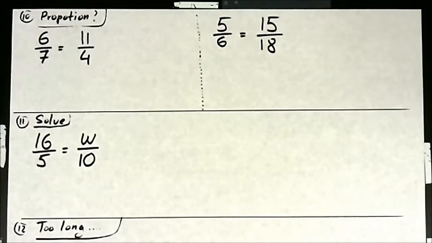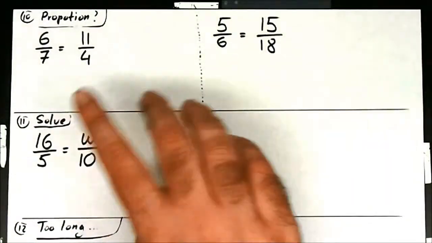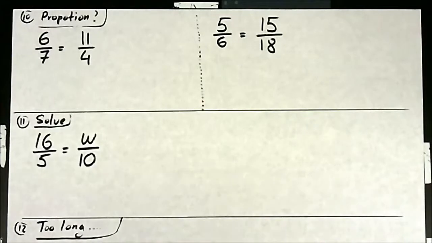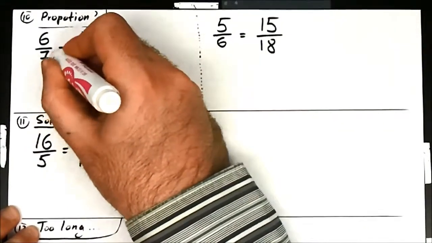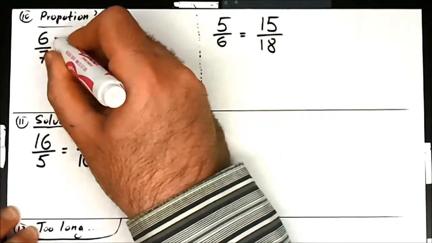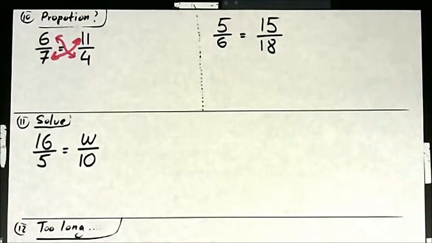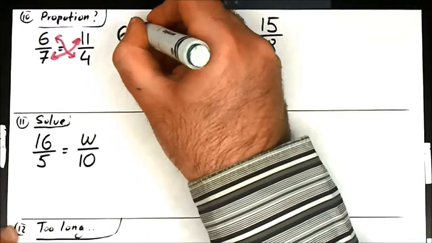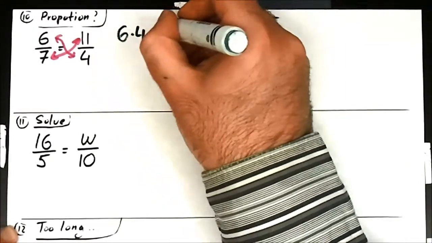Alright, number 10 asks us if the two ratios I have here are proportional. Are they in proportion? How can I find out? Well, I can cross multiply them, and then if whatever's on each side is equivalent, then they're in proportion. So I'm going to do that. These two and these two are going to get multiplied. So let's go ahead and do that. So 6 times 4 has to equal 7 times 11.